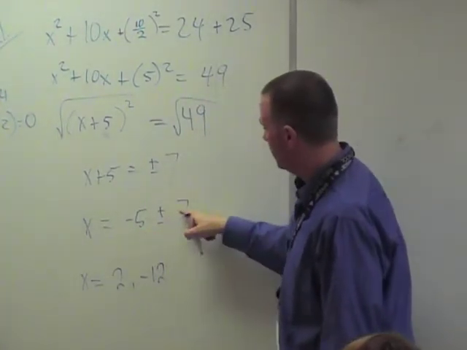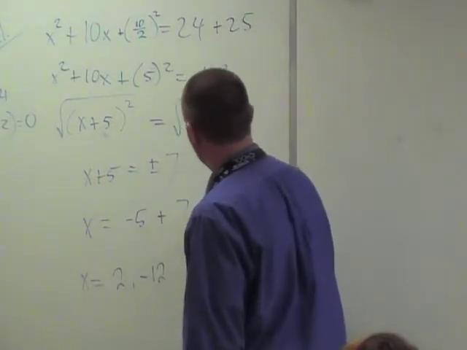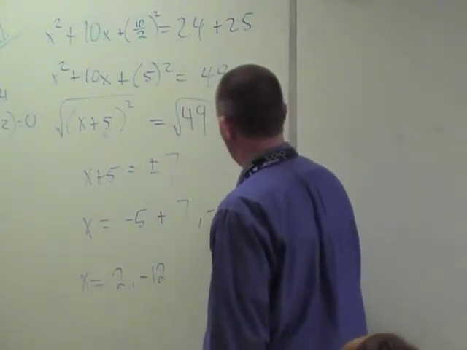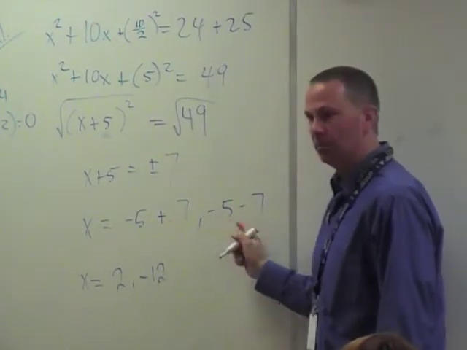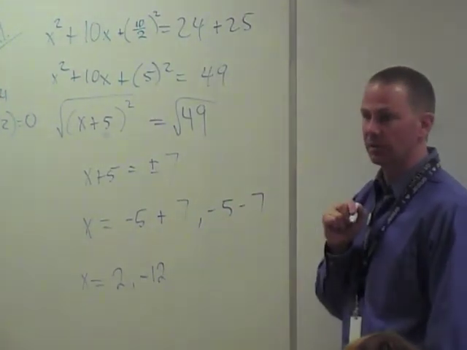Negative 5 plus 7. Here, let me rewrite it. Plus 7 and negative 5 minus 7. So when you take the square root of a number, you get a positive or negative. So that's what it means when you do a plus or minus. You're doing 2 calculations.